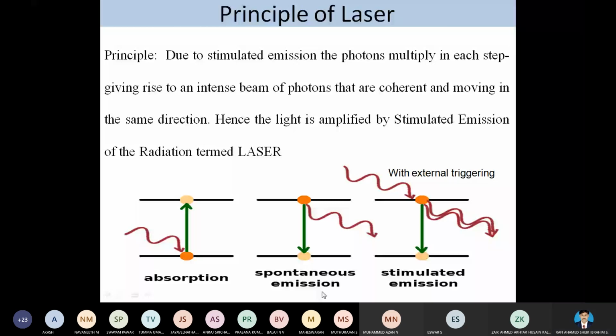Suppose the same person is holding a parachute. That parachute is nothing but an external energy, an external triggering, an additional energy. So when he jumps with the parachute from the higher state to the ground state, we know what will happen. He will safely land in the ground state.